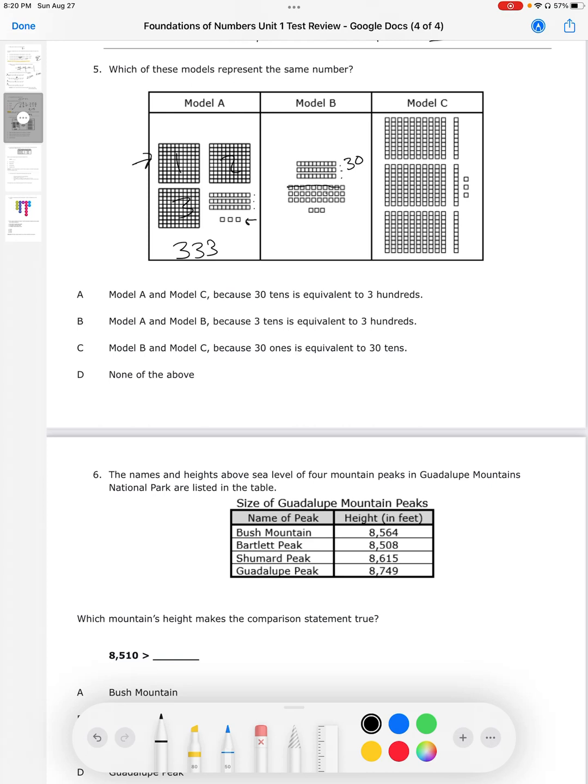Yep, there are 10 in this row. There are going to be 10 in that row and 10 in that row. Well, that's another 30 because 10 plus 10 plus 10 is 30. And then we have 3 ones right here. Well, 30 plus 30 is 60 plus 3 is 63. And I'll write that there. Well, I know A and B don't represent the same number. Let's check C.